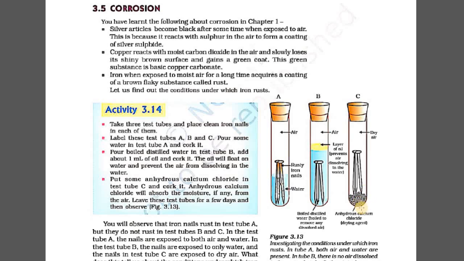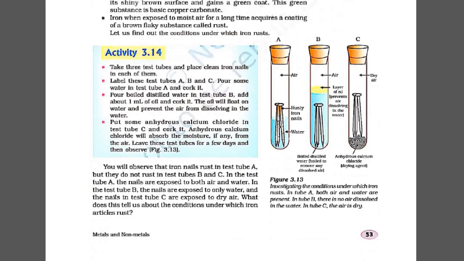Similarly, in this case, anhydrous calcium chloride was put in as a drying agent so that whatever moisture is still present in the test tube can be dried up, and there is dry air. So in this case also there was no rusting observed. So it proves that oxygen and water are both essential conditions under which the process of rusting takes place.